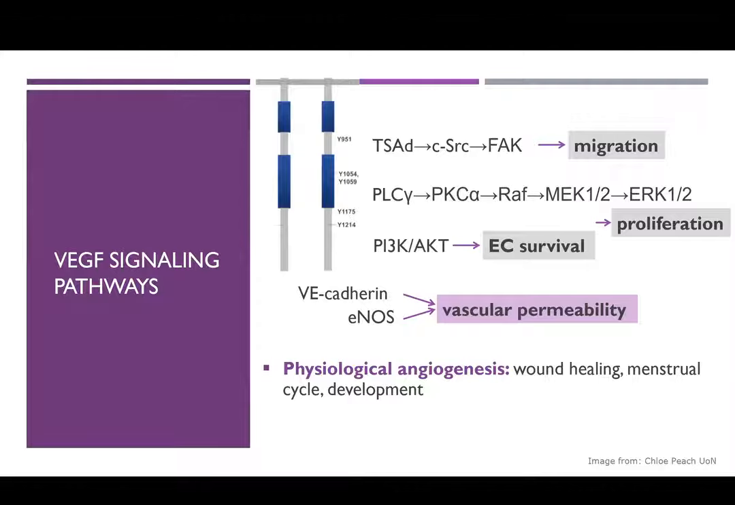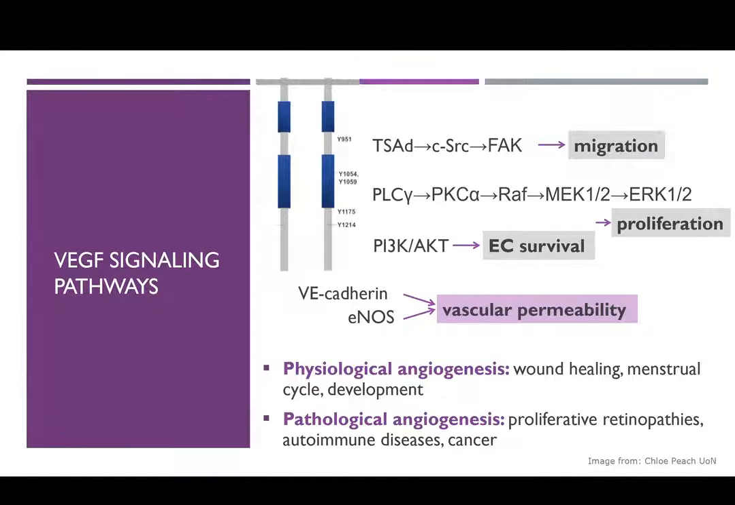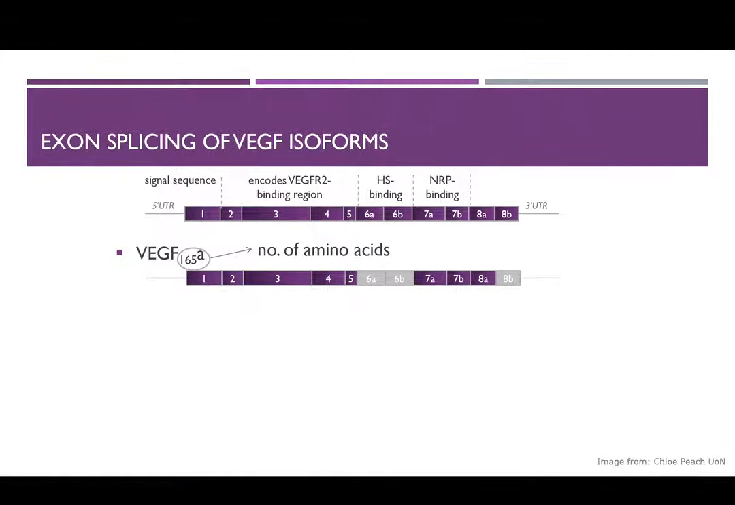So again, VEGF has a critical role, and we want to maintain these levels, particularly in the context of wound healing and the menstrual cycle. But when it goes wrong, then we have an issue that needs to be dealt with, and VEGF becomes pathologically upregulated in a number of diseases. I'm going to focus on cancer here, but it's also involved in a number of retinopathies, autoimmune diseases, and as I said, cancer itself. So before I discuss it, there were a couple of members of the VEGF family.